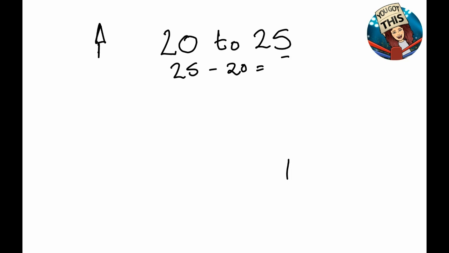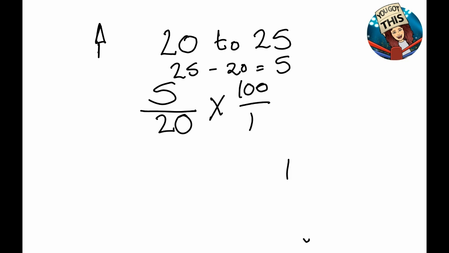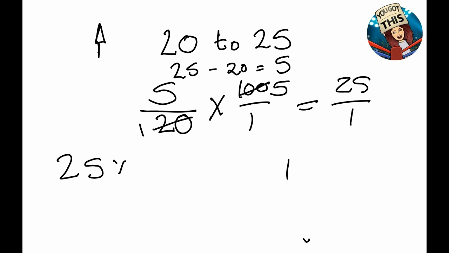Okay. Now I go and write my fraction. My original number is 20, so 20 will be my denominator. The difference between the two was 5, so 5 will be my numerator. Now I'm going to times it by 100 over 1. 20 goes in there once. 20 goes into 100 5 times. 5 times 5 is 25. 1 times 1 is 1. So my answer is going to be 25%. But then I have to tell them that it was an increase. That has to form part of your answer.